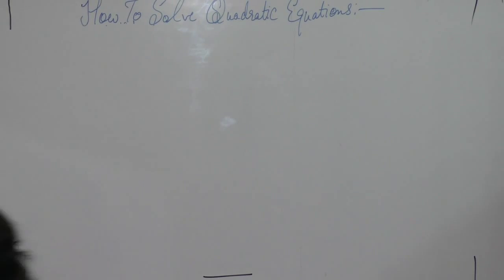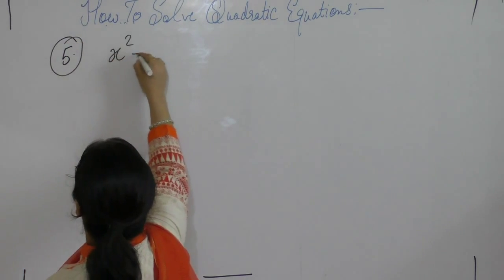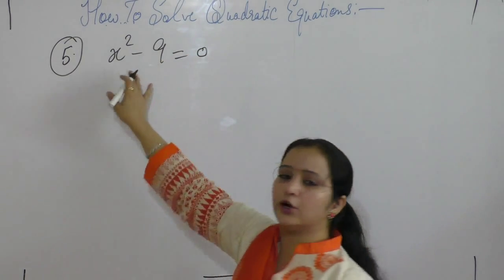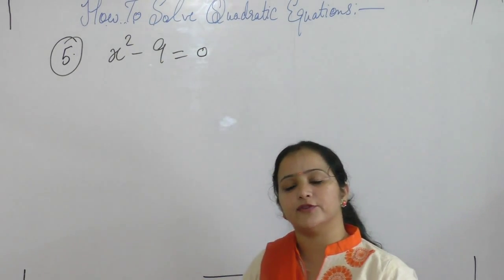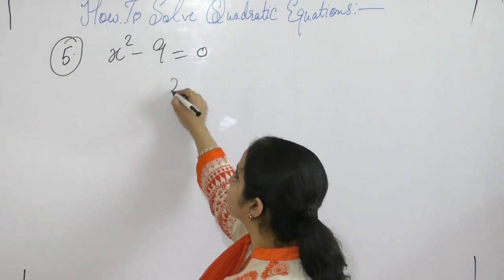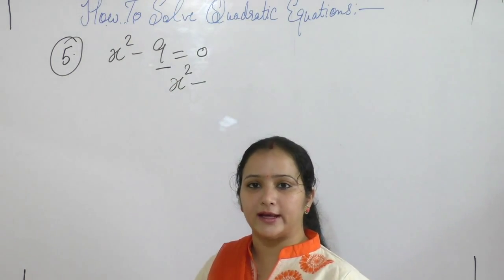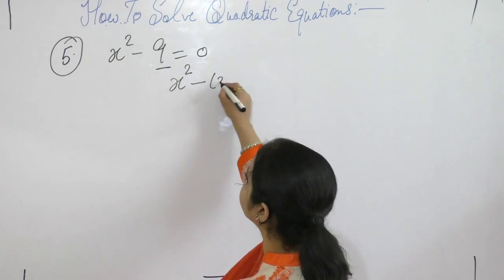Now next is x² - 9. In this term we did not have any term with x. So we can write it as x² - 9. Is 9 the square of any number? Yes, it is the square of 3.